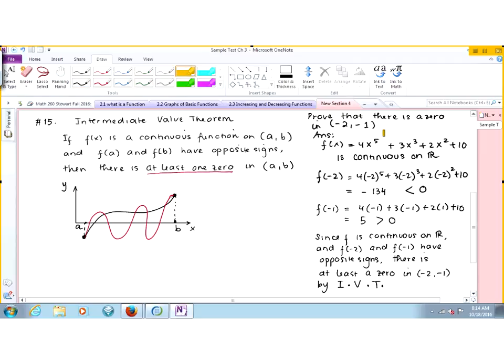Right? So there are a few things. The first thing is continuous, and then opposite signs, and then you have to mention the theorem, at least a 0, and then by intermediate value theorem. Okay, so you'll see this again in calculus. This is very common. So you need to know the intermediate value theorem. And then in calculus, there's also mean value theorem, which is closely related to intermediate value theorem.